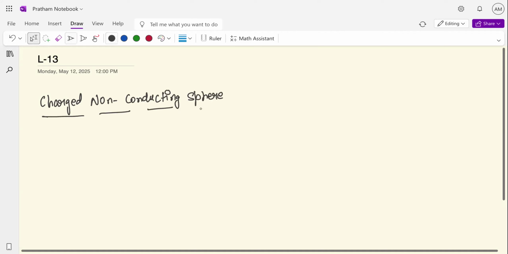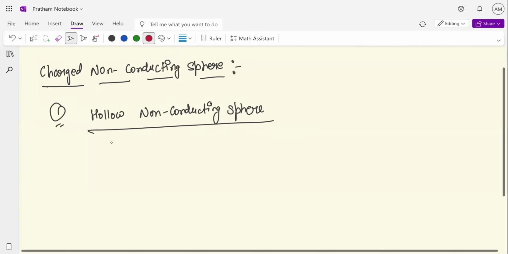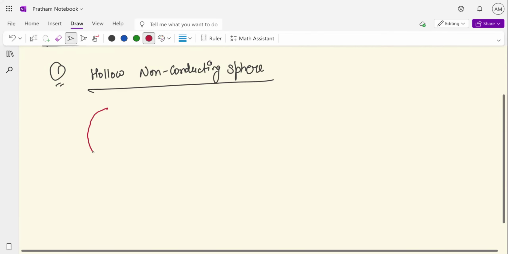Just a second. The first case I'll be taking is the case of a hollow non-conducting sphere. So I said it is hollow, in a non-conducting sphere. What does it mean? You will have a spherical surface. All the charges will be on the surface, right? So we'll be taking two different cases. Let's say the radius is R. I will try to calculate potential for two cases.